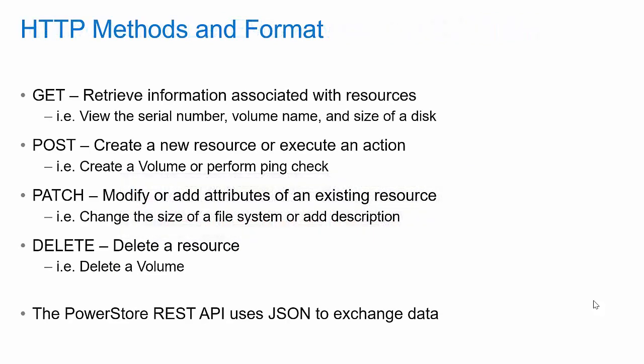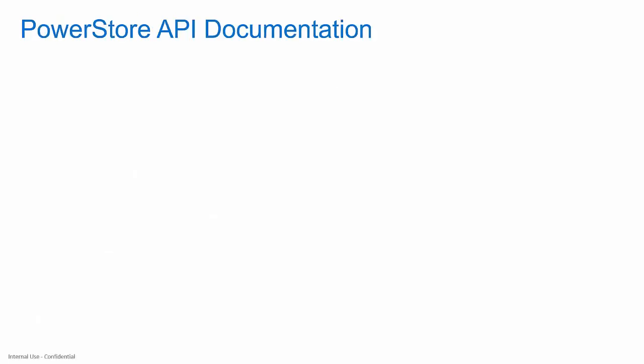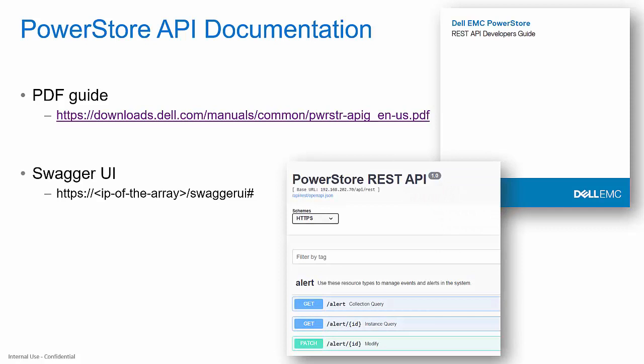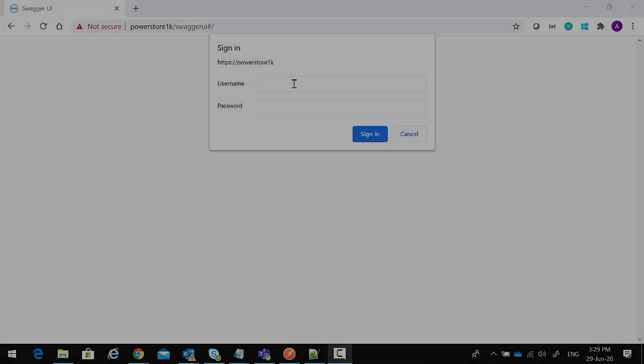The PowerStore API supports the following HTTP methods: GET for retrieving resource information, POST for creating new resources and executing actions, PATCH for modifying resources, and the DELETE method. The exchange of data to and from the API is done in JSON format. The official developer's guide PDF can be found in this link. Additionally, one can access the SwaggerUI from the array itself under the SwaggerUI URI.